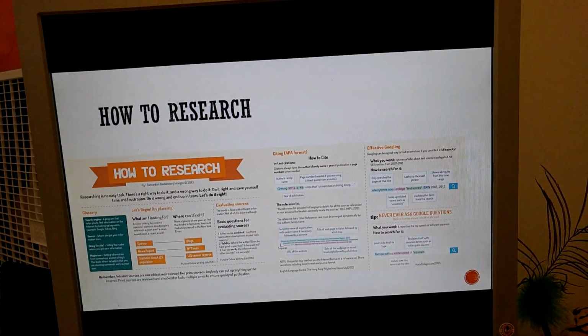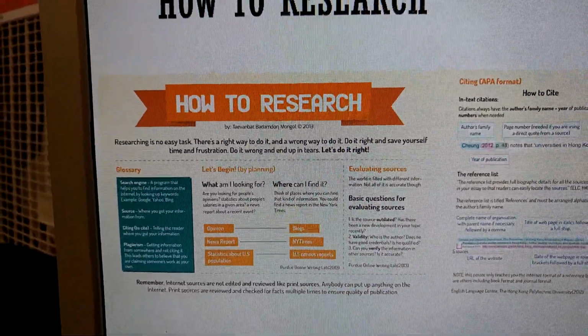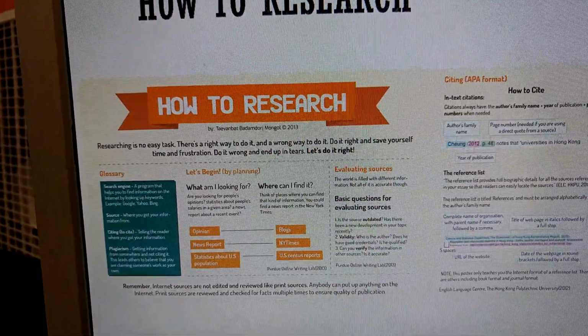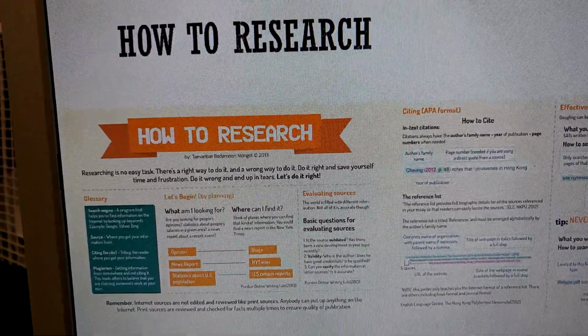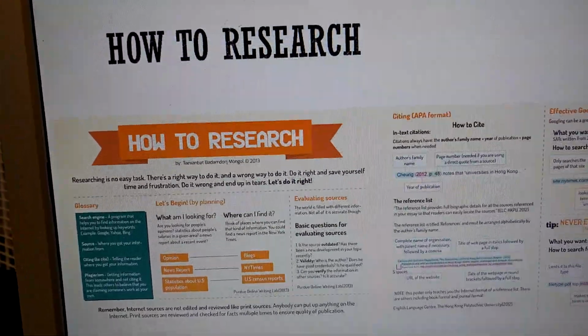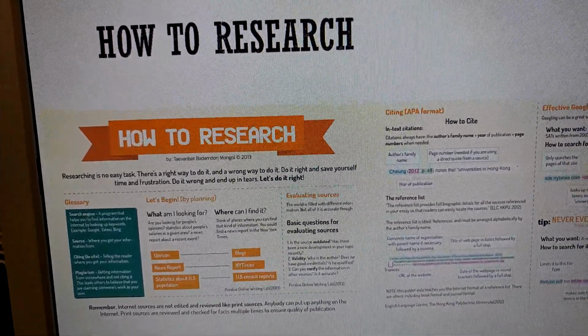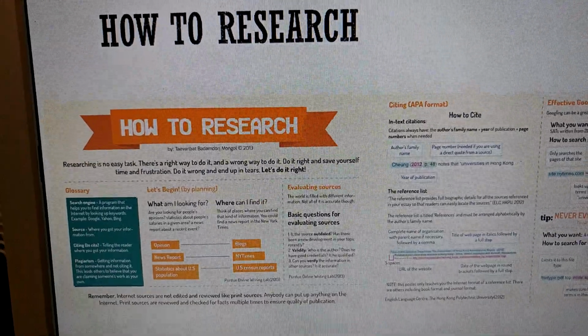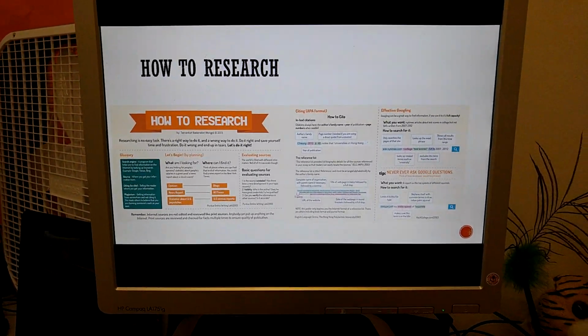And then here's a little page about how to research. Let me get in a little closer for you guys. Research is no easy task. It talks about opinions. It talks about news reports. So we're going to be looking for news sites, Nat Geo type sites, the sites that are not just opinion based. There's a glossary there. And then it talks about citation. For us in 4th grade, we will just be citing by putting the website in there. So that is what we are working on today.